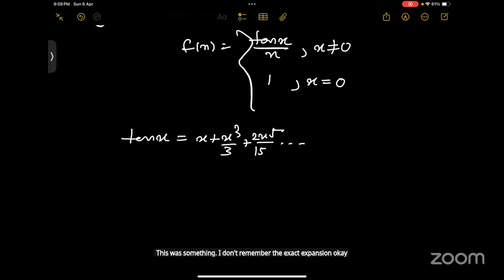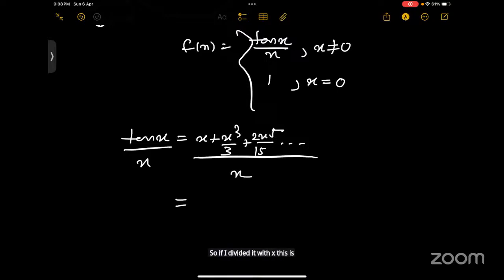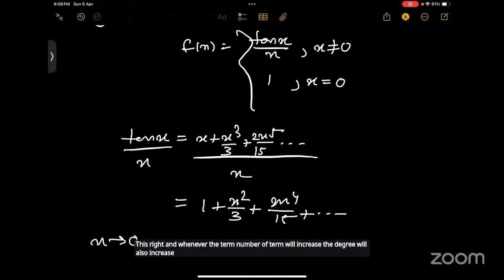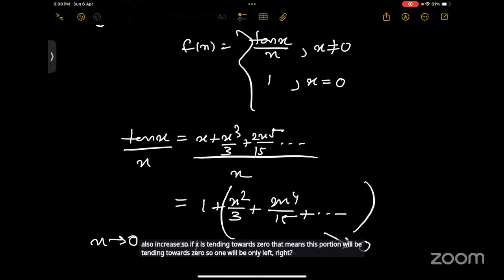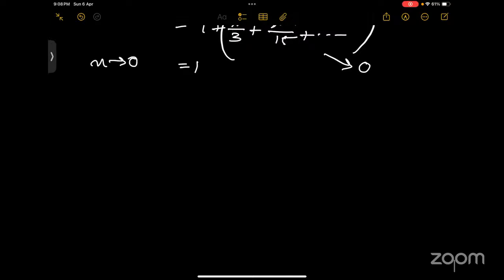Okay, let's say we are taking this one also. If I divide it by x, it will be this, right? And whenever the number of terms increases, the degree will also increase. So if x is tending towards 0, that means this portion will be tending towards 0. So only 1 will be left, right? So again, if you use the expansion of any trigonometric function, you will find the same limit. Okay. And now we can go to differentiability.